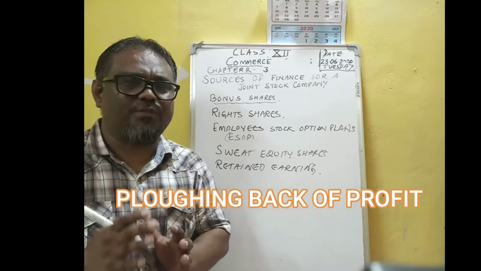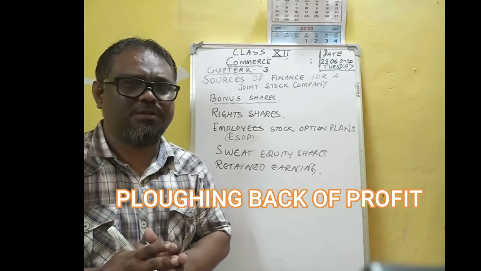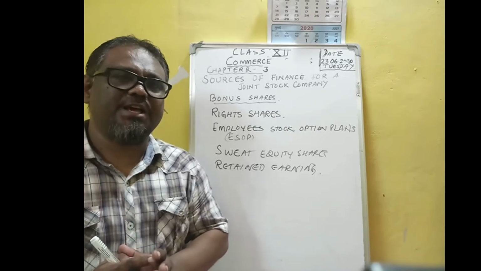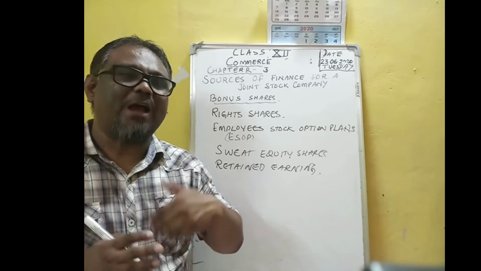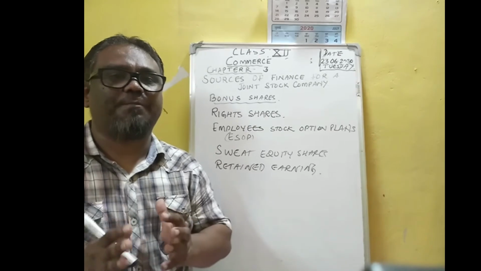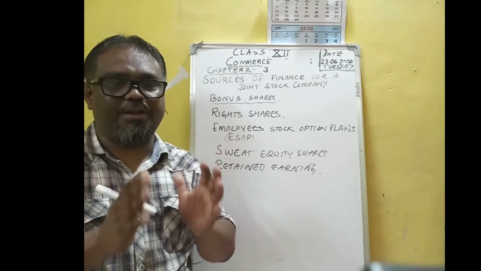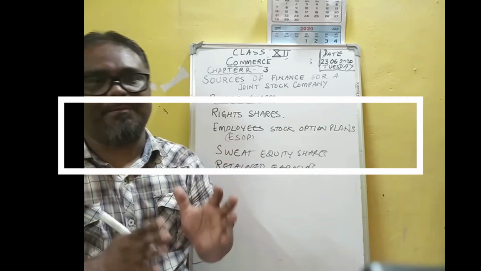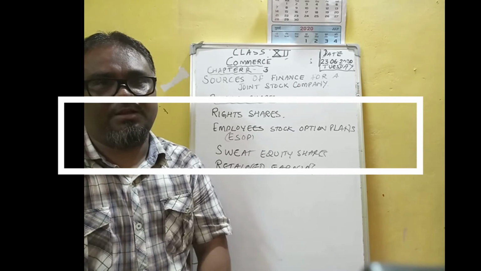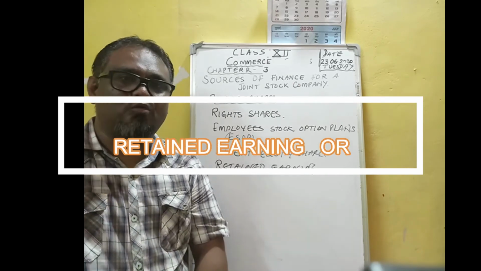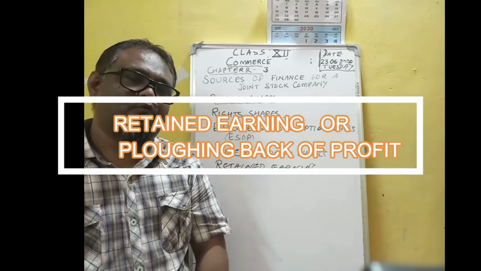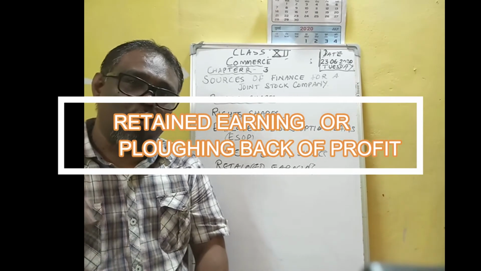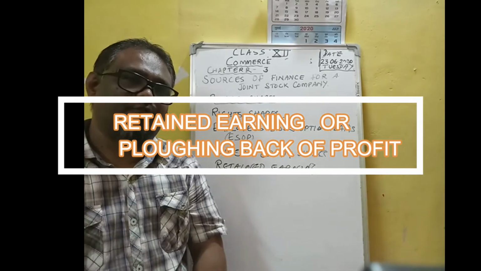One of the cheapest, easiest sources of finance for a joint stock company is retained earning. It is a plowing back of past profit, the accumulated past profit of the company. This accumulated past profit can be utilized in the business instead of going to the bank or asking for a loan from others. A company utilizes its own past accumulated profit.